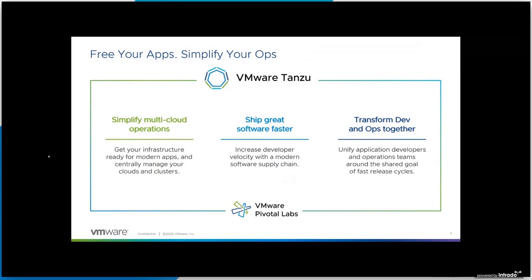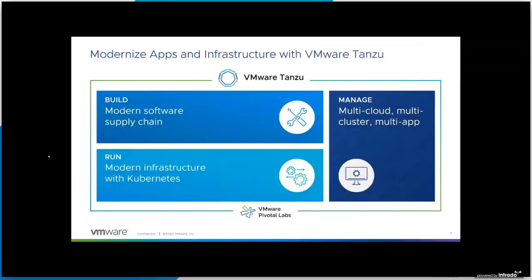Now, it's mostly around the way that you're developing your application and the way that you're shipping that code into production, but it's also around how do you manage that and create the underlying platform to support that code and to move from idea to production as fast as you can. So VMware Tanzu has three main pillars: the build, the run, and the manage.